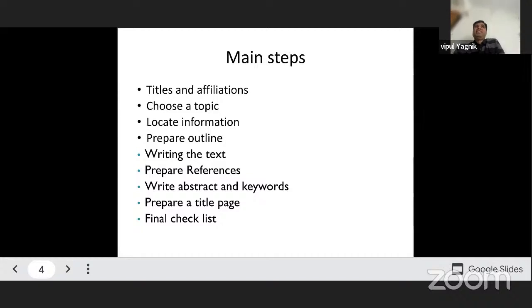So the main steps in writing a good article. The first step is titles and affiliation. The first step is a title page. So you have to make a title page. Second step is to choose a topic. You should choose a good topic, which is a newer one, and you feel that it can add some scientific knowledge to the existing literature. Third thing is to locate the information from where you have to gather the literature. Fourth thing is to prepare an outline. Fifth one is writing the text. Then prepare references, write abstract and keywords, prepare a title page, and final checklist. Next slide.